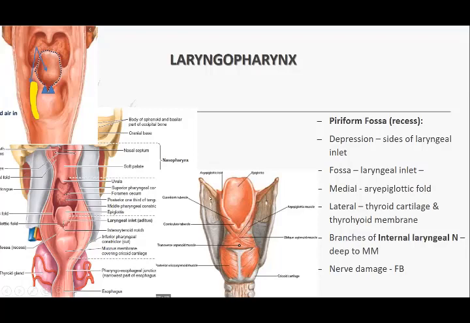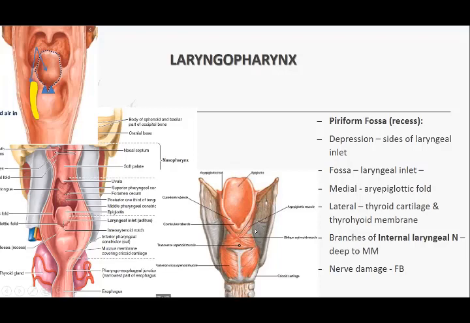So lateral to the piriform fossa, superiorly you have the thyrohyoid membrane, and inferiorly you have the thyroid cartilage. They make up the lateral walls of the piriform fossa. Okay? The medial wall is formed by the epiglottic fold. And please know that these walls you see are for nerves and blood vessels.